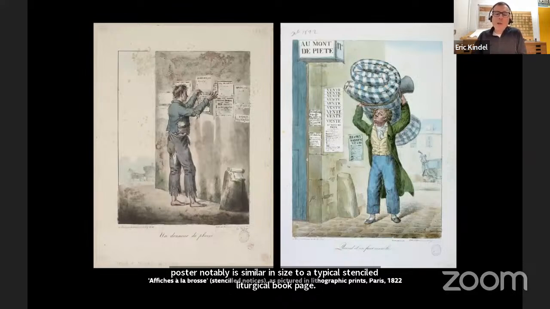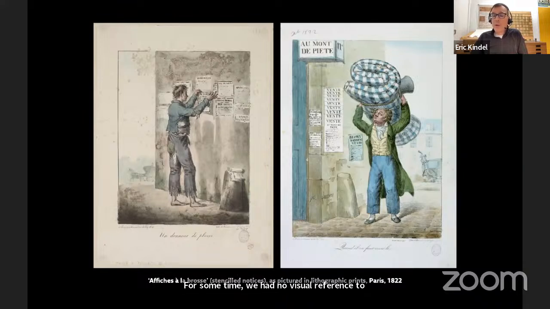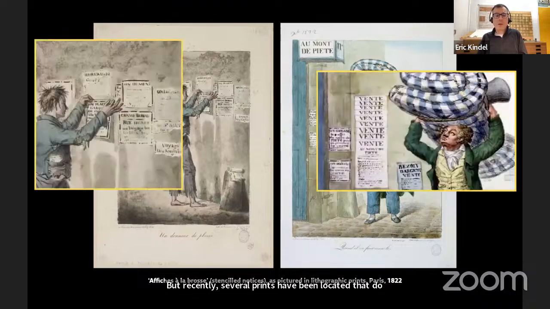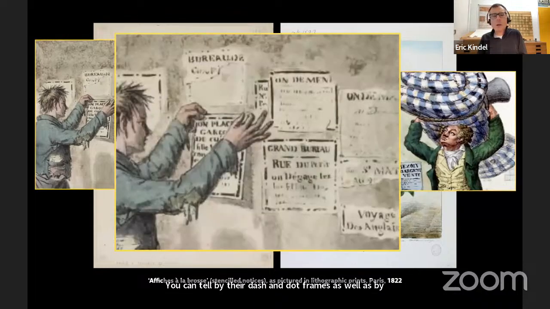For some time, we had no visual reference to stenciled posters or notices put up outdoors on the walls of cities and towns, as was the practice in France in the first decades of the 19th century. But recently, several prints have been located that do show them. They're here in a small square format, but definitely stenciled. You can tell by their dash and dot frames, as well as by the stencil letters, which can just be discerned if we zoom in like this.